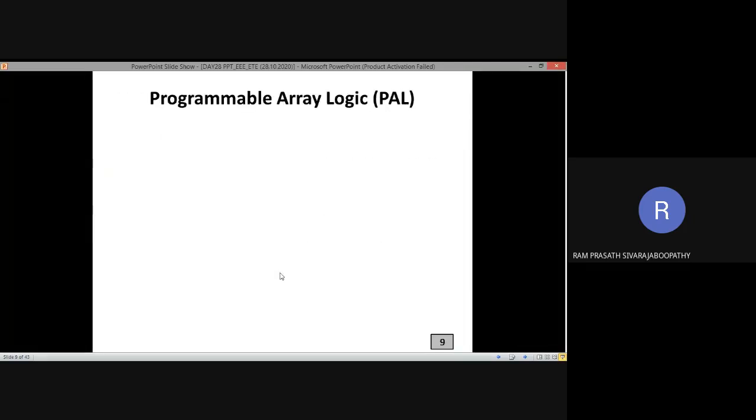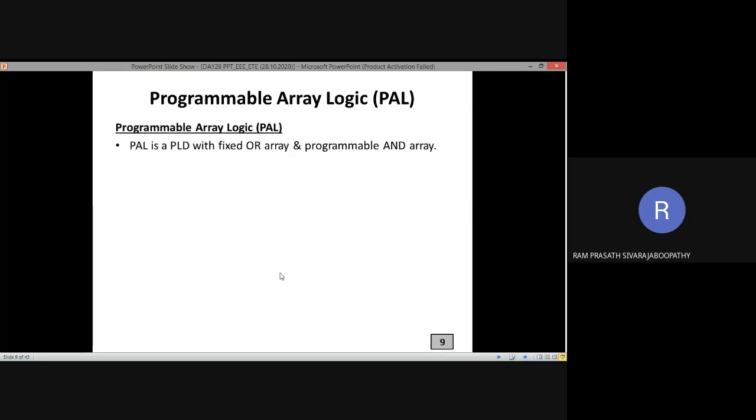Yes, okay. So now we will look at programmable array logic. Okay, PAL. See, you may have a small confusion. You may confuse PLA and PAL. Okay. So you have to differentiate those two things. Okay. Here also we have a programmable array, but only the AND array is programmable. Fine, only the AND array we can program here.